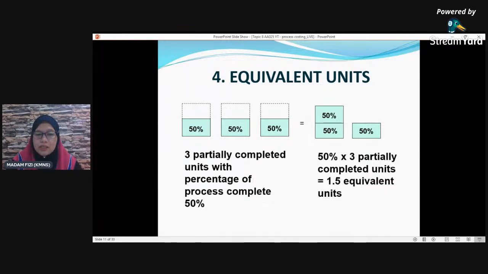Okay, faham tak Echot? Yang lain faham ya? Ramai faham. Kristina, Amita, Balkis, Melissa, Zati, Aida, Hana. Okay, Echot, hope awak faham ya? So this is equivalent unit.